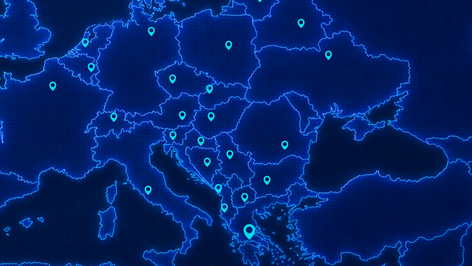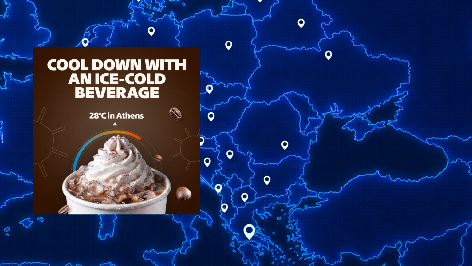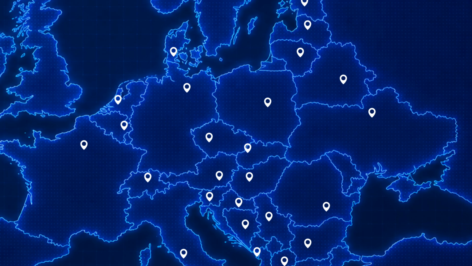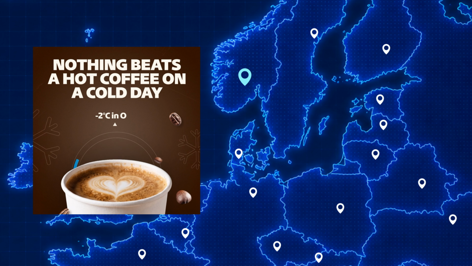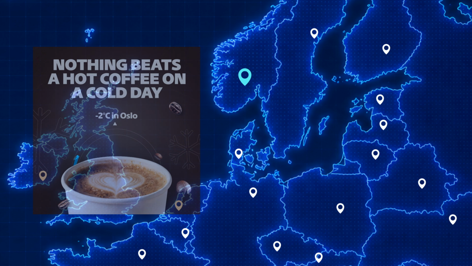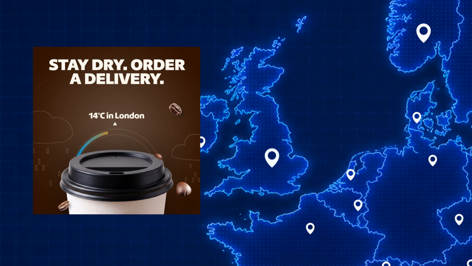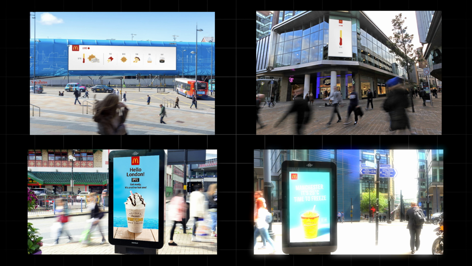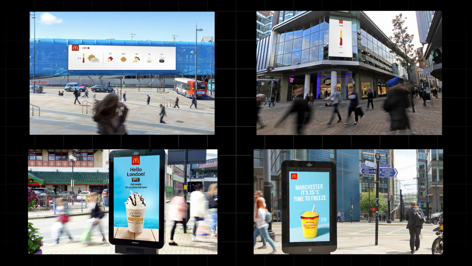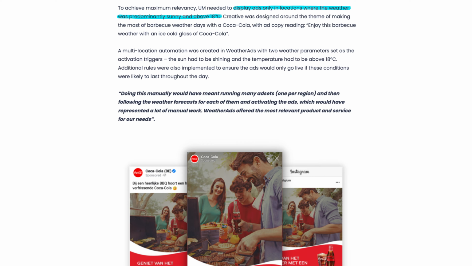It's sunny in Athens, the ad says cool down with an ice cold beverage. Freezing in Oslo, the ad says nothing beats a hot coffee on a cold day. Raining in London, the ad tells you to order delivery and stay dry. Brands like McDonald's and Coca-Cola have been doing this for years, weather-triggered ads at massive scale. Here's how you can build the same thing with Zapier and After Effects.